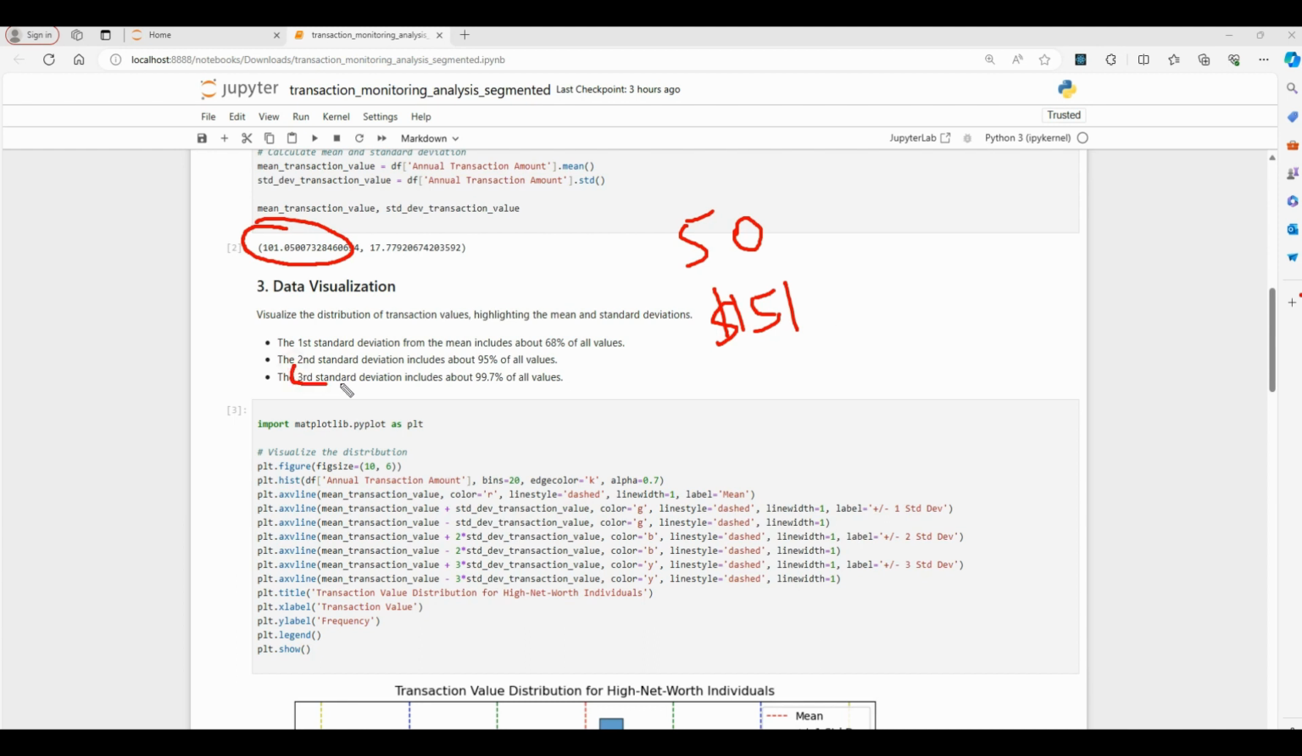Since three standard deviations include 99% of total values, by focusing on transactions beyond the third standard deviation, which represent the top 0.3% of the values, we can set a threshold for monitoring large transactions. So from this example, transactions exceeding $151 would be flagged for further review as they are potentially large transactions.